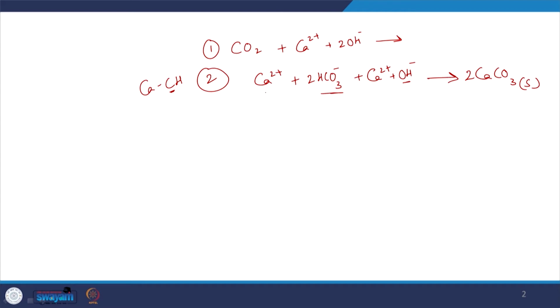In that manner, both the calcium that's initially present in the water and the calcium I am adding along with lime are precipitated out when I add lime.